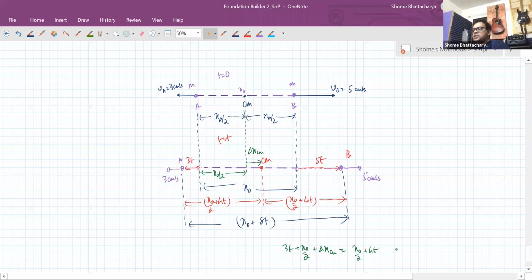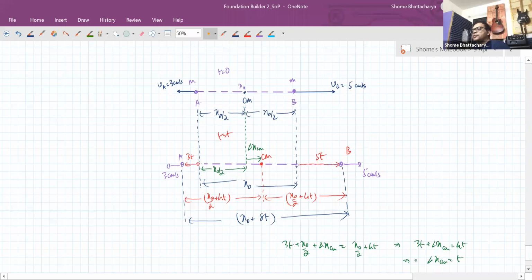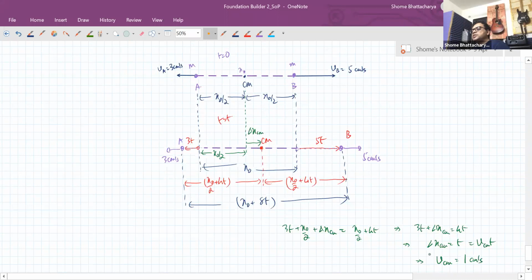So from that we can see that 3t plus delta x is equal to 4t. That means delta x is just t, which is velocity of the center of mass into time. So we should be getting the velocity of the center of mass as 1 centimeter per second. So we understand that the center of mass here will be traveling in this direction, and for this particular data, this VCM will come out to be 1 centimeter per second.